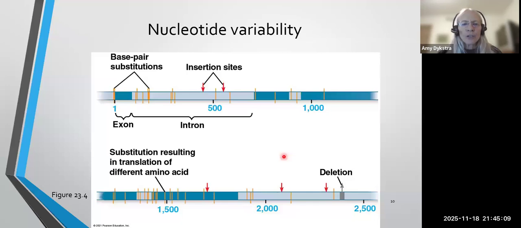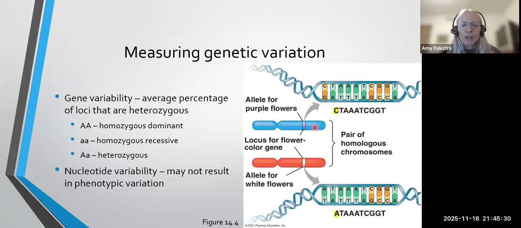So researchers analyzed the DNA from a dozen or more fruit flies and discovered that there were variations at all of these different sites in this one gene. So there's a lot more nucleotide variation than there is variation at the whole gene level.